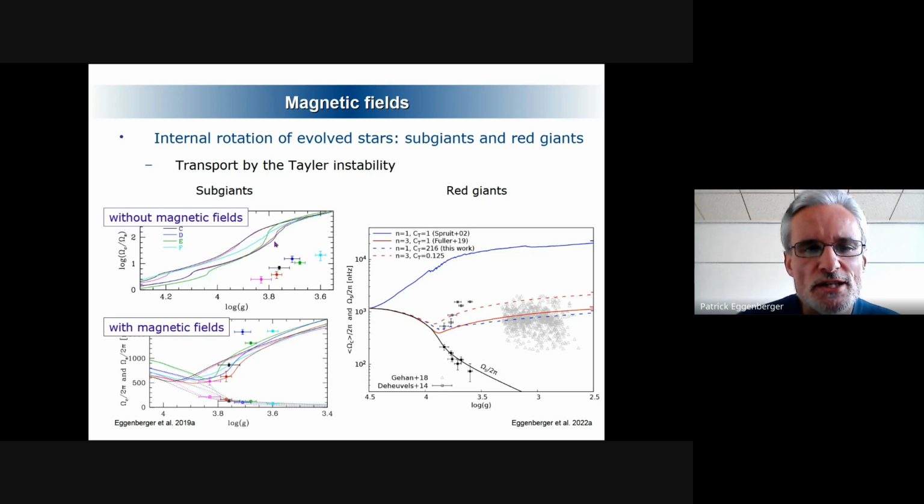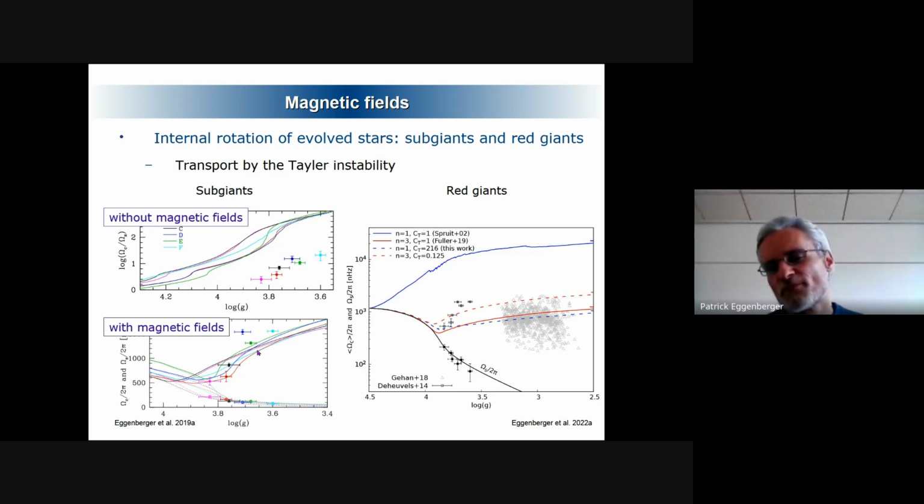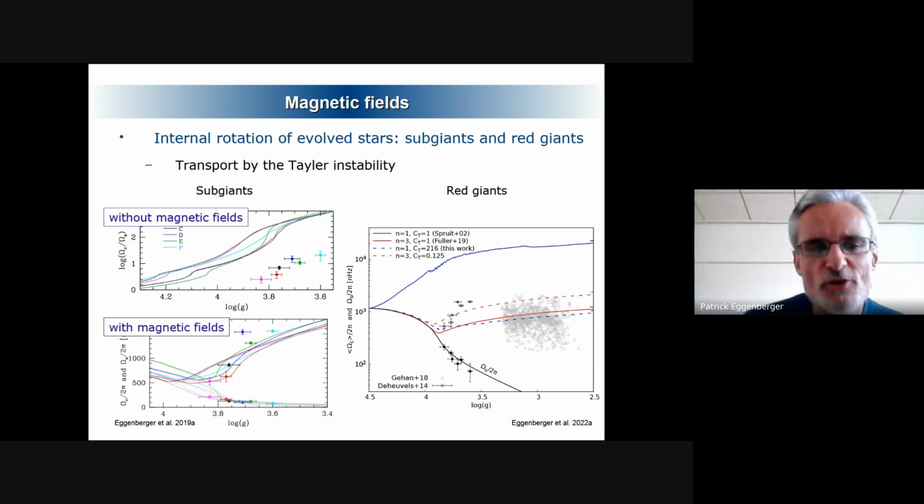Without magnetic field, we predict too high degree of differential rotation. While with this kind of magnetic process, it is better, but it is not perfectly reproducing all the data. In particular, what you see here, we have the core rotation rate for a large number of red giants. So we can reproduce this with a magnetic field, but then there is incompatibility with these subgiants that show a higher degree of differential rotation.